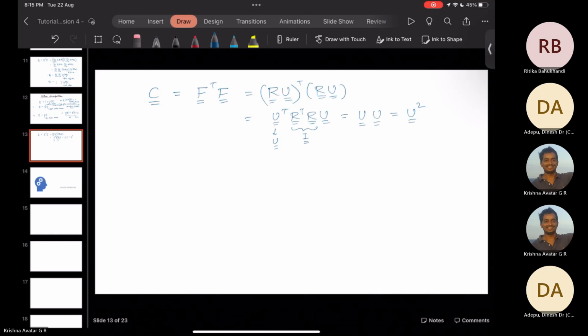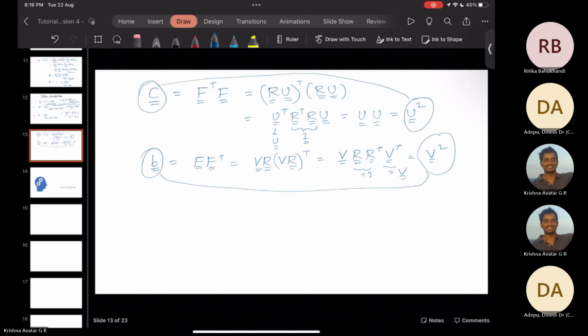And when we are taking B, B is F into F transpose. So we'll have VR and (VR) transpose. This will give us V R into R transpose and V transpose. V transpose is V and R R transpose is I. So this gives us V squared. Fine. This was just trying to make connections between both: how C is related to U square and how B is related to V square. That was the idea here.